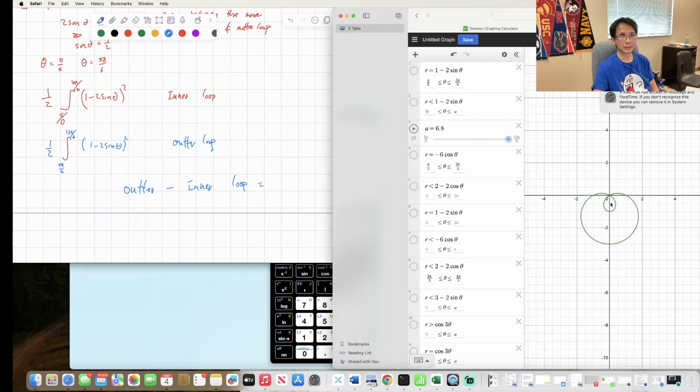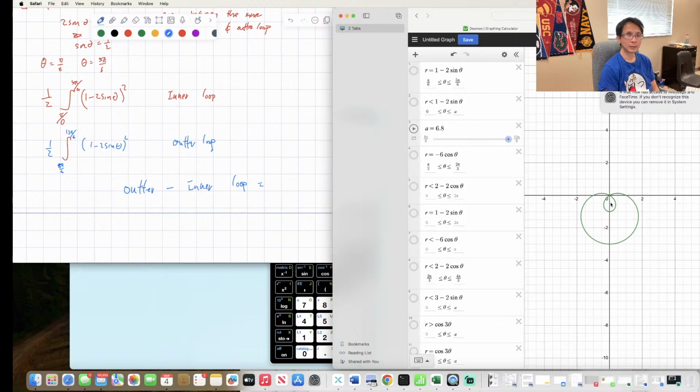What's the bounds for the outer loop? Is that pi over 6 or 5 pi over 6? It's 5 pi over 6 to 11 pi over 6, because you start at the 0 and you go all the way around to the next 0. So it has to be 13 pi over 6.